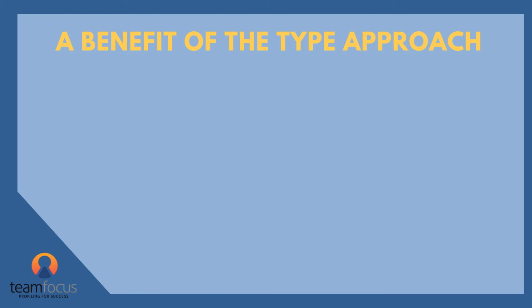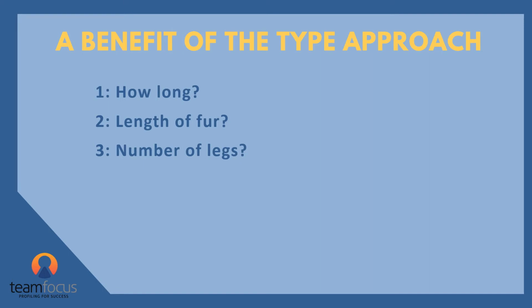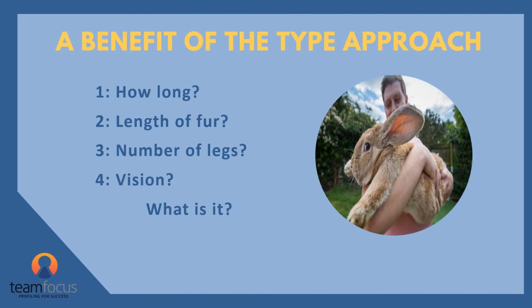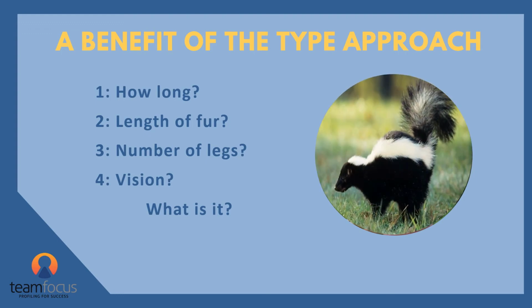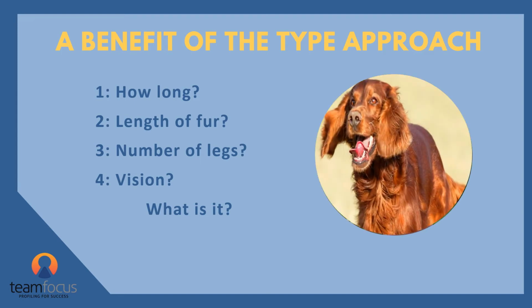Its overall length is 3 feet or 1 meter. It has fur, averaging about an inch or 2.5 centimeters long. It has 4 legs. It has 2 eyes. What is it? Given the list of characteristics, what could it be? Could it be a rabbit or a skunk? But probably neither of those were in your mind given your context. So maybe you thought it's a dog or a cat.